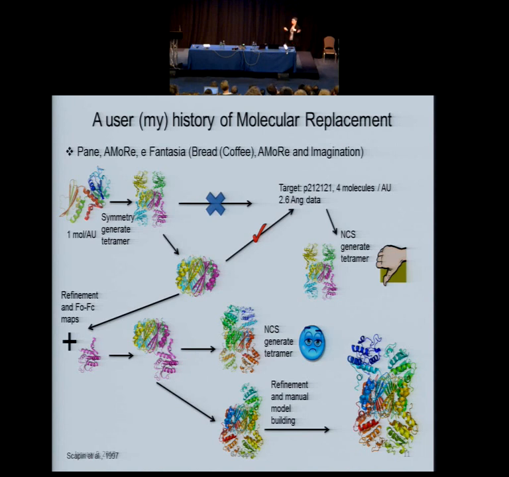Now, of course, all I had to do was, if it was today, I would take my data set, I would take my core, I would take my N-terminal domain, feed it to Phaser, and just go have a cup of coffee and come back and have everything done. But back then it took several weeks in order to do that.